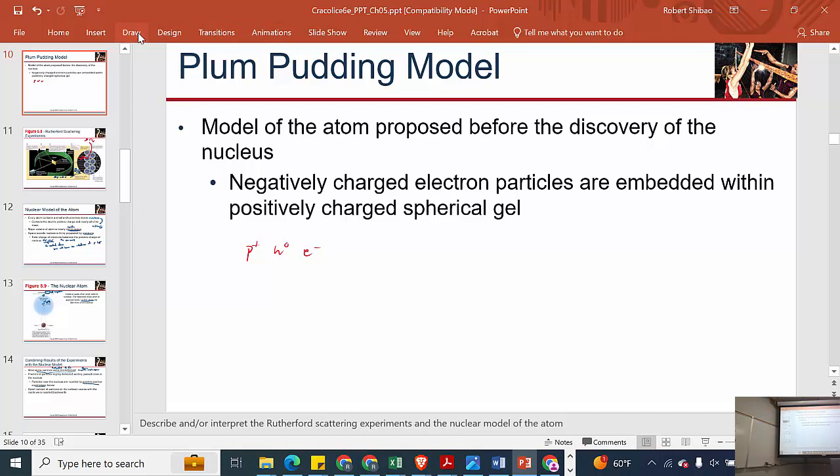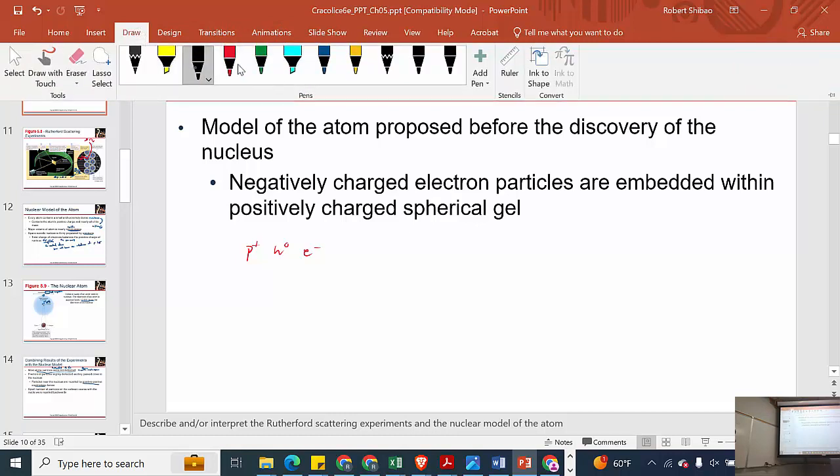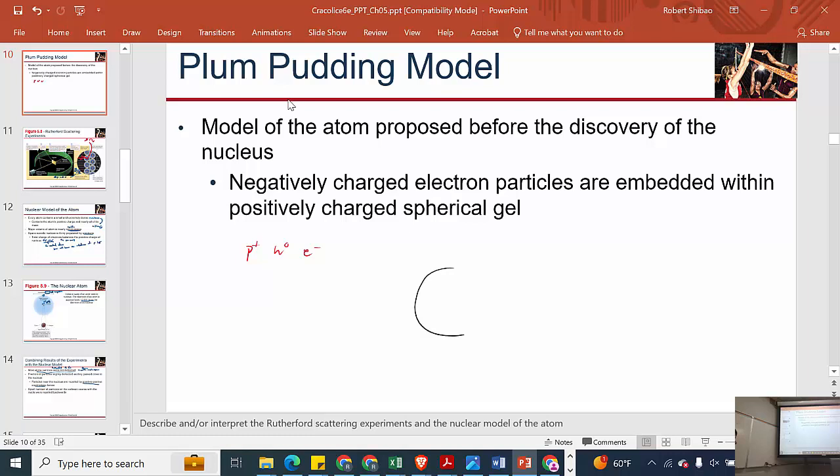No. Let's draw the plum pudding model. The plum pudding model is if you take an atom like this, where are the protons? First off, where are the protons? In the plum pudding model, the protons are spread out over the entire volume of the atom. So where are the protons? The protons are spread out. This would be like a gel, a spherical gel. And the spherical gel is all positively charged, like this. And so this is the protons. Now, where are the electrons?